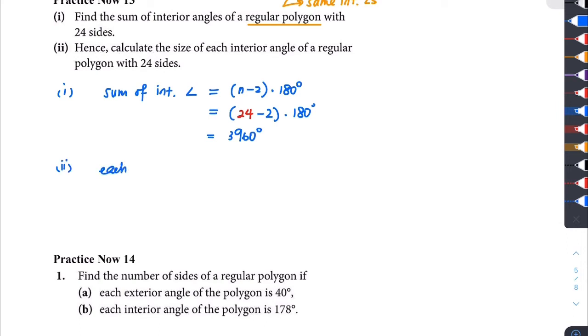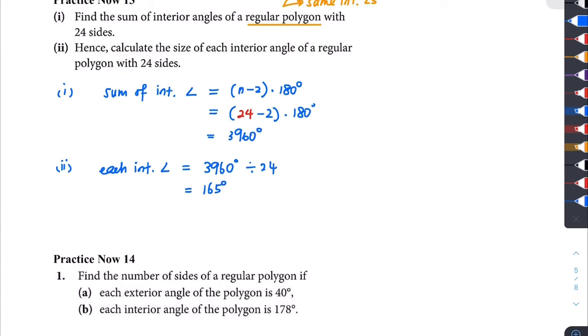So each interior angle will be equals to 3960 divided by 24 sides. So this would be 165 degrees. Okay, 165 degrees.